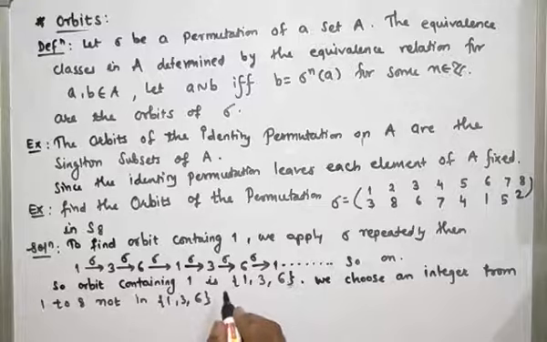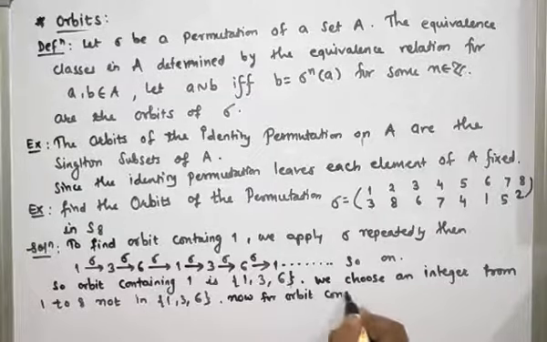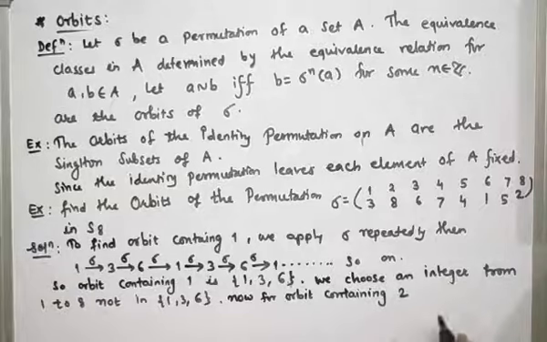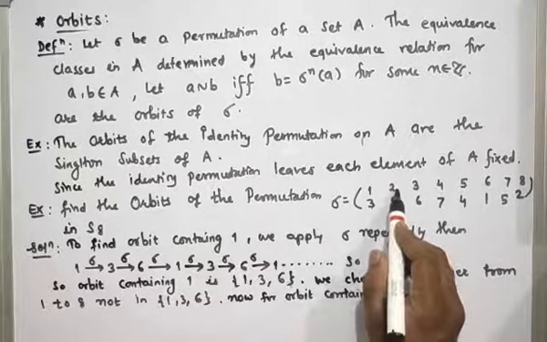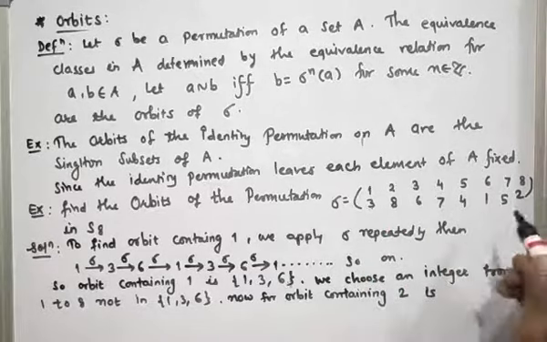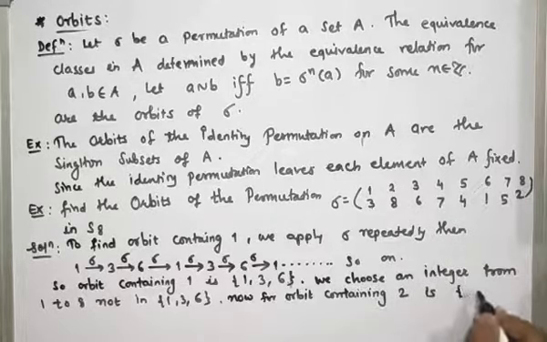Now for the orbit containing 2, I will start from 2. 2 goes to 8 and 8 goes to 2. So here elements are repeated, right? 2 goes to 8, 8 goes to 2, means only 2 elements, 2 and 8.